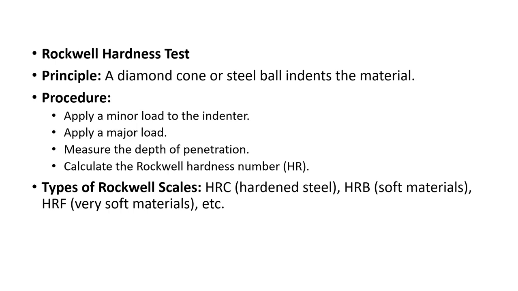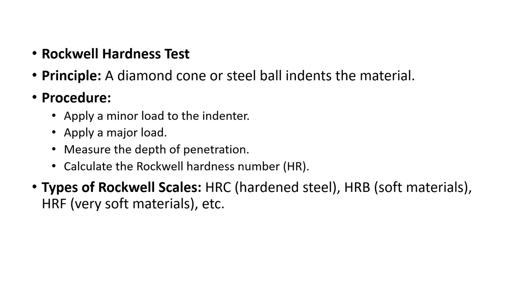And calculate the Rockwell hardness number, that is called HR. HR is nothing but the Rockwell hardness number. There are three types of Rockwell scale: HRC, HRB and HRF, also called HRE. HRC is used for hardened steel like through hardening or case hardening materials. HRB is used for soft materials like non-ferrous materials. HRF or HRA is used for very soft material.